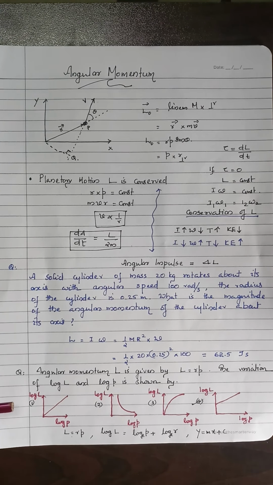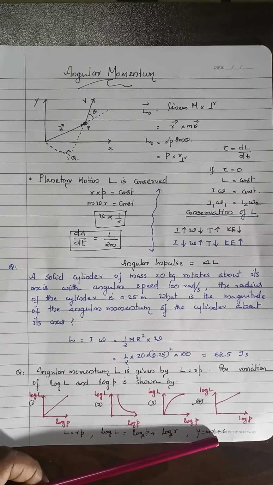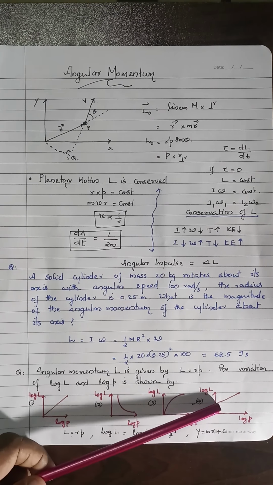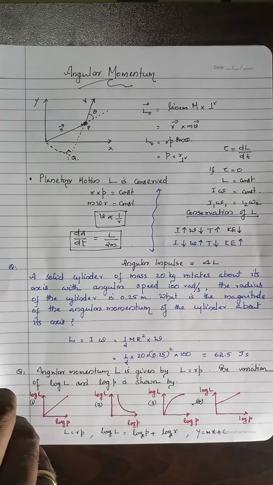The angular momentum L is given by L equal to r p. The variation of log L with log p is shown. We can use this concept. You could just apply it. So it is the addition process: multiplication becomes addition in logarithm. So it becomes of the form y equals mx plus c with a positive y-intercept constant. So we can say 4 is the answer.